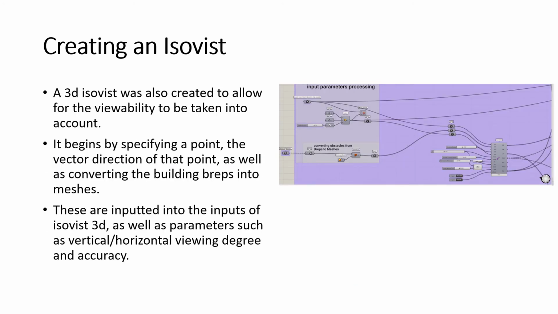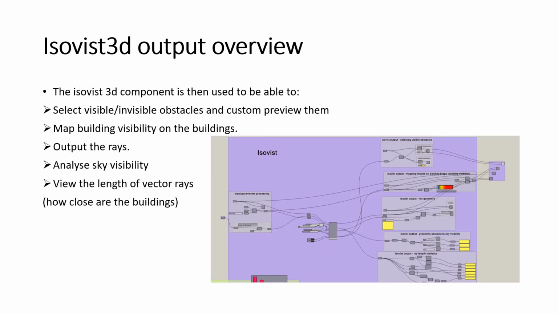Viewability was also taken into account through the creation of a 3D isovist, which takes into account the viewing direction as well as the viewing degrees and accuracy. What is then able to be generated is seeing what's visible and what isn't, a mapping of how visible the buildings are based on a gradient, an output of the rays, the sky visibility, and also the length of vectors, otherwise known as how close the buildings are.